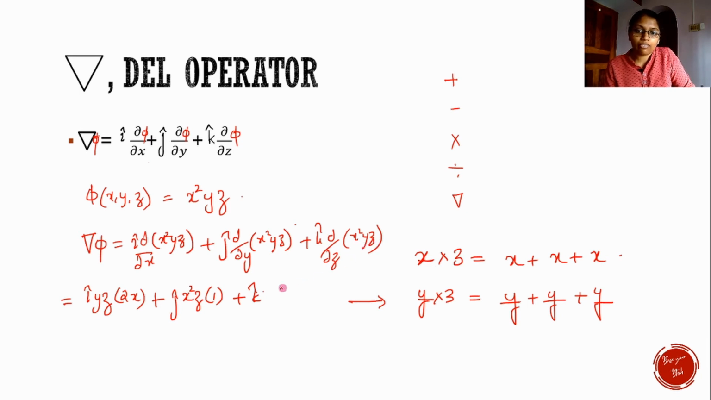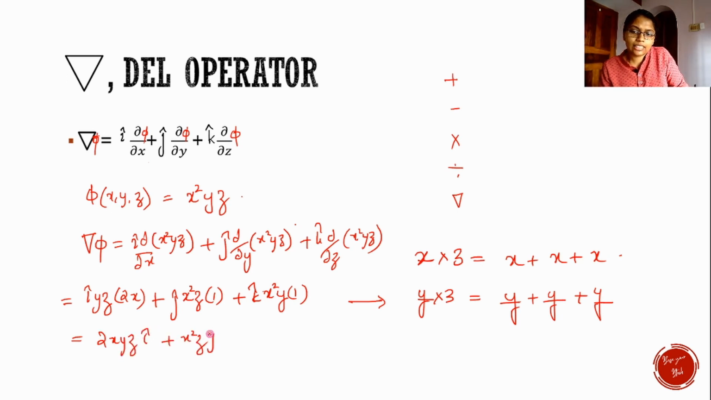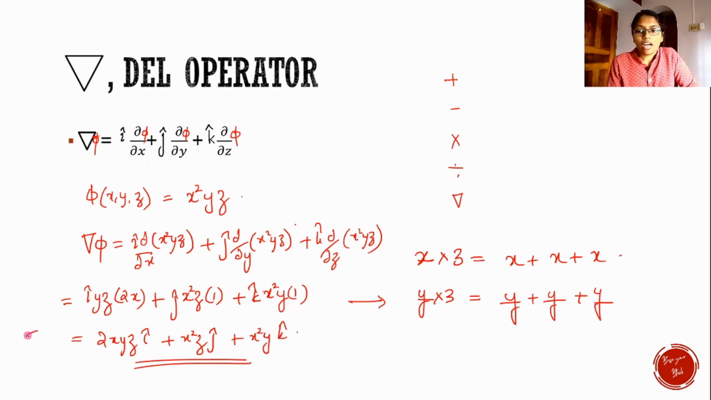So, x square and y are the constants. Now, dou by dou z of z is 1. So, your answer is 2xyz i cap plus x square z j cap plus x square y k cap. And now you can notice that our del phi is appearing to be a vector quantity.